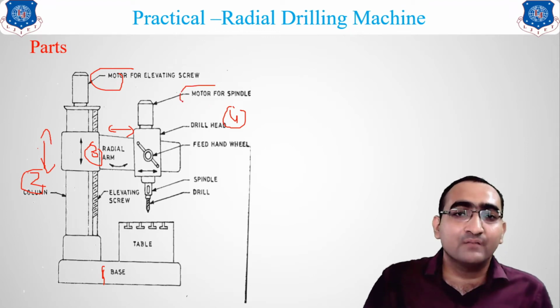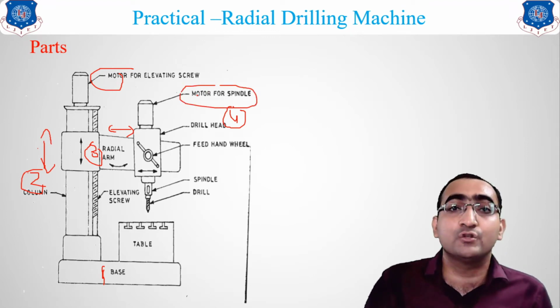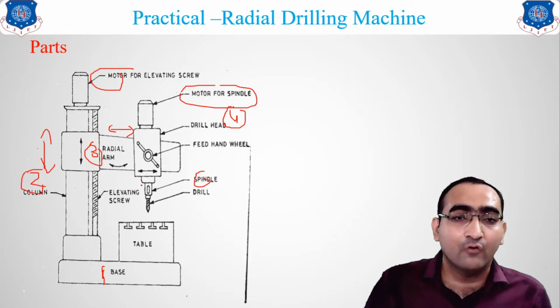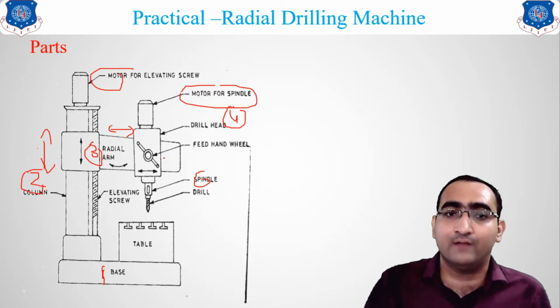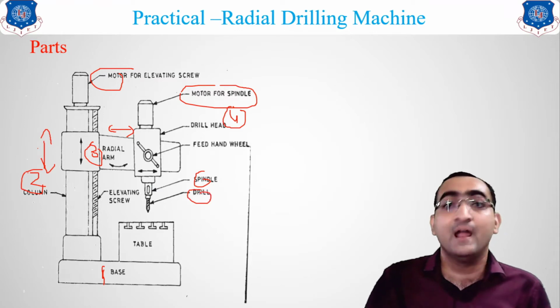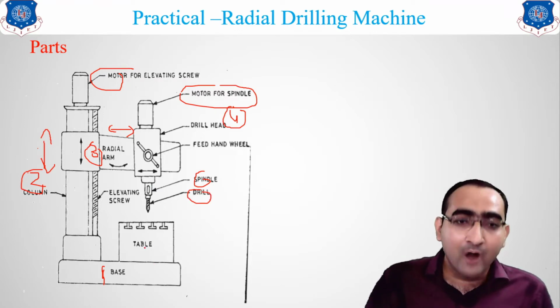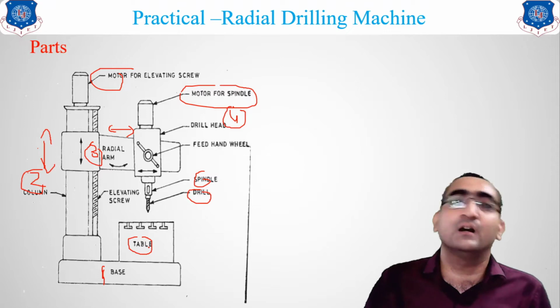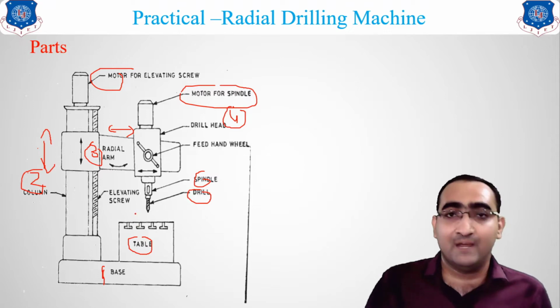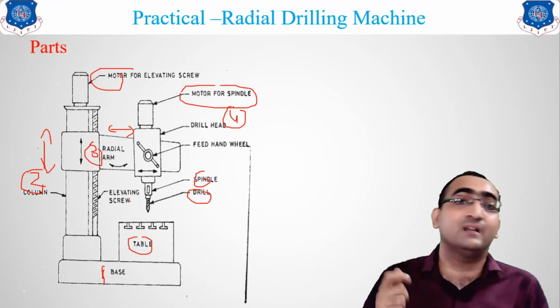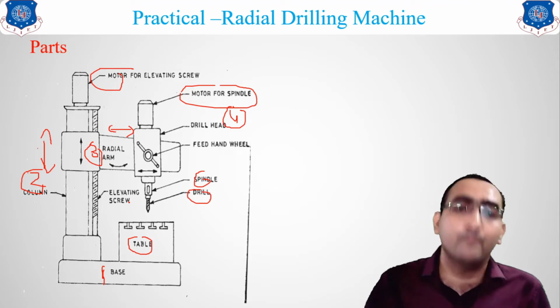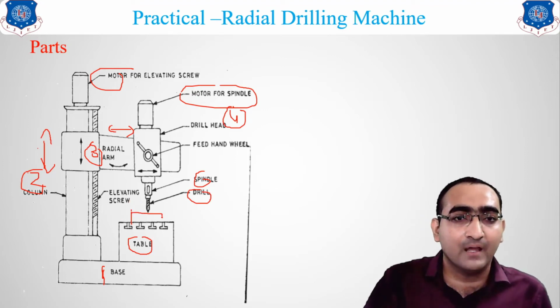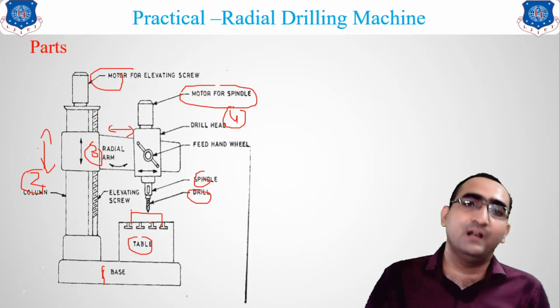Now comes the second motor, which is used to rotate this spindle over here. When we start this motor, it will rotate the spindle and then the drill is rotated at a very high speed. On the base, the next part is the table. The table is located directly on the base, and over here you can place your workpiece for the drilling purpose.